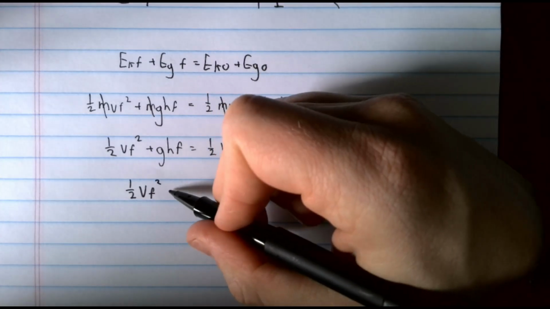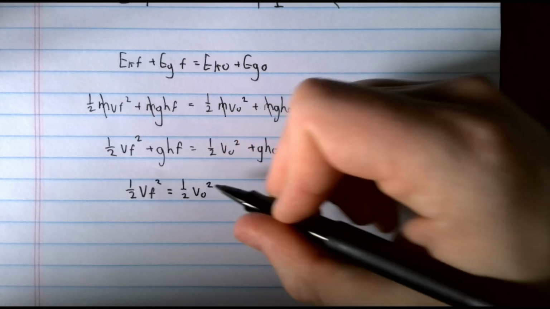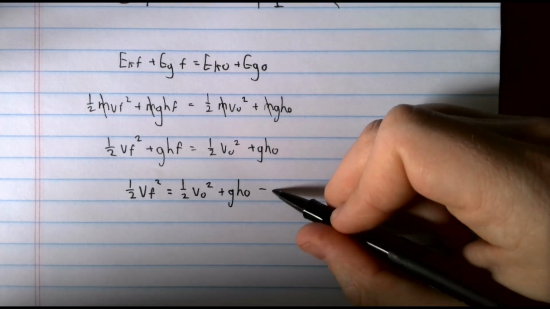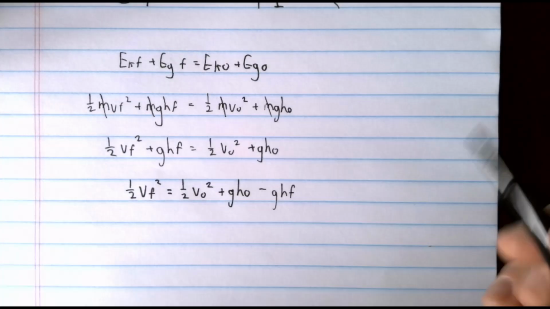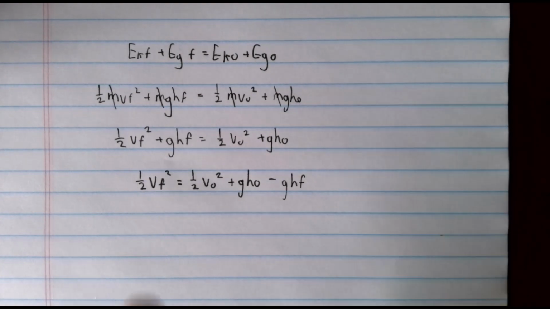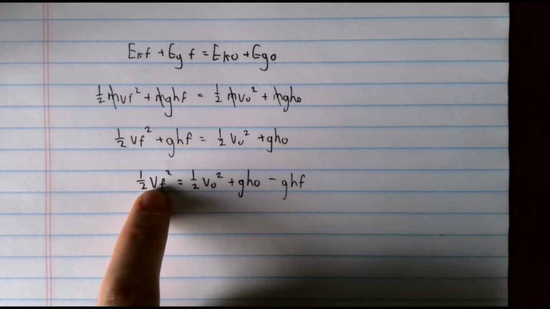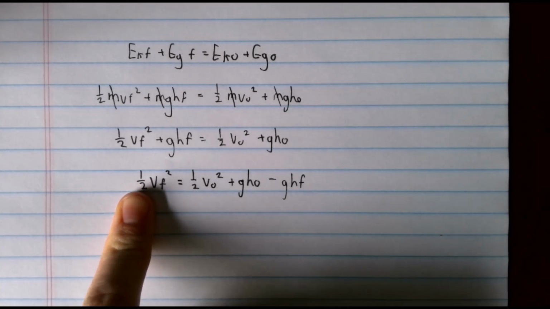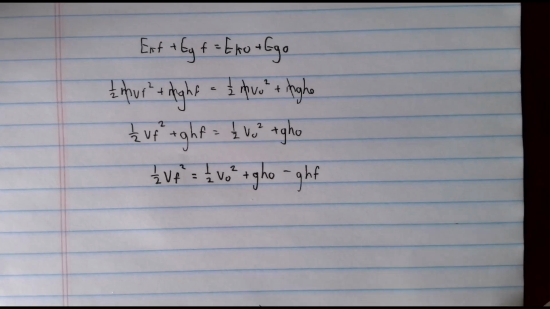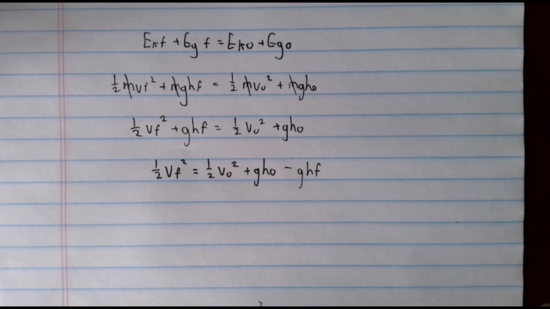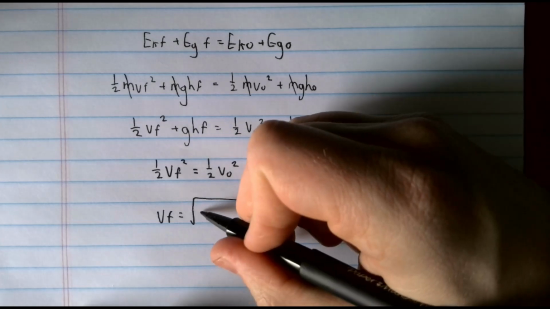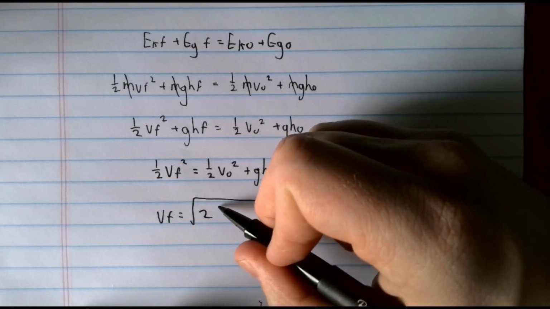One half VF squared equals 1/2 VO squared plus GHO minus GHF. Technically we're dividing both sides by 1/2. These are being multiplied, so we would undo this multiplication by dividing both sides by 1/2. But dividing by 1/2 is the same thing as multiplying by 2. So we'll multiply both sides by 2, square root both sides. I'll just do that in one swoop. So it's 2 times the rest of it.